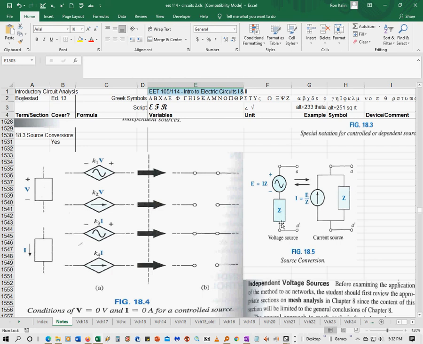And then the next part is to convert, again, between sources. When you have a voltage source in series with an impedance, you can convert it to a current source in parallel with the same impedance just by using Ohm's law between them. So if you're given this E and this Z, then you could figure out what this current source is in parallel with the same impedance. And likewise, you can go backwards in the other direction.